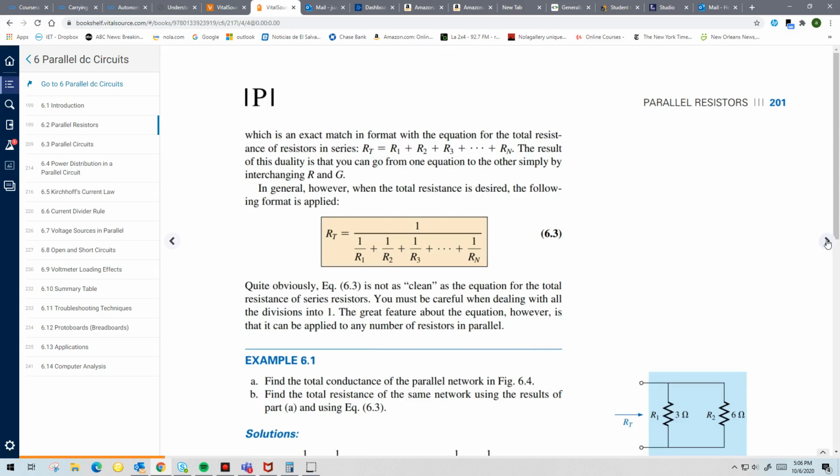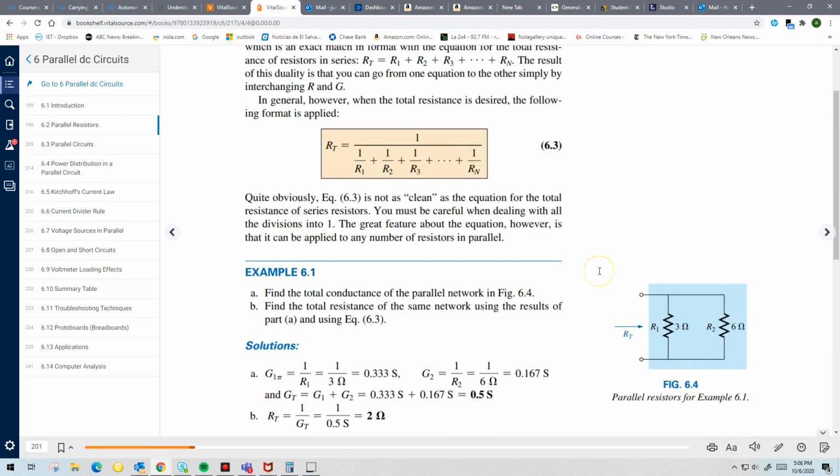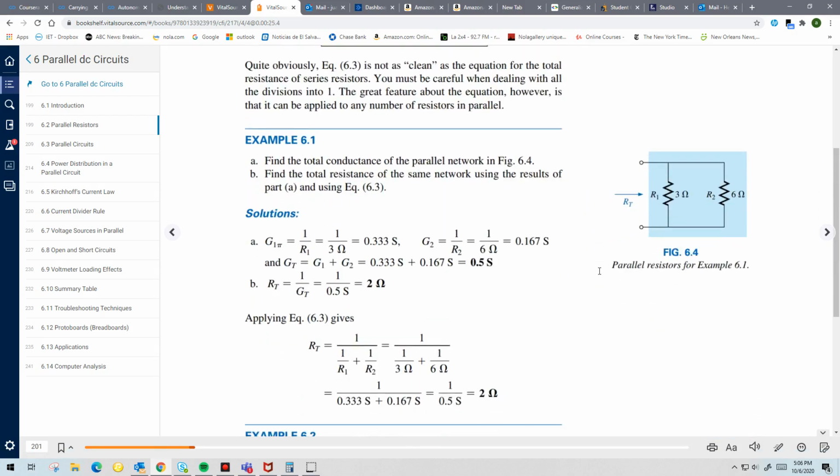Another way of generalizing that equation is, again, if you take the resistance of the individual resistors, like you see in this equation, and then you take the reciprocal of that, that will give you the total resistance, right? So that's what the equation represents.